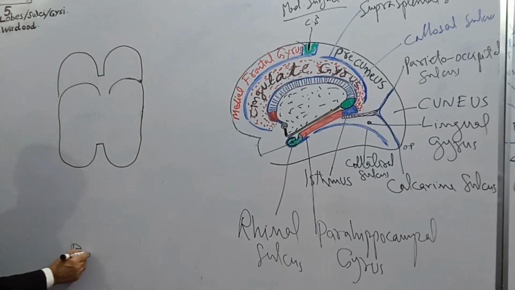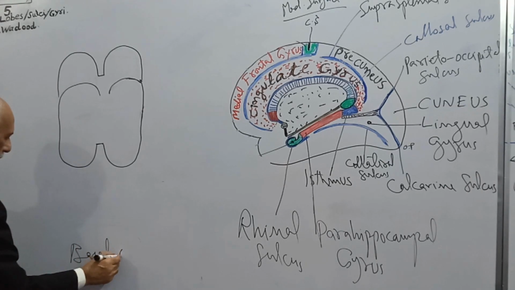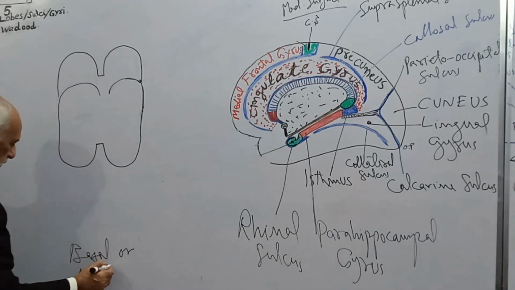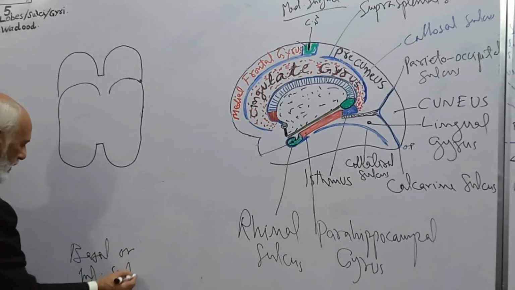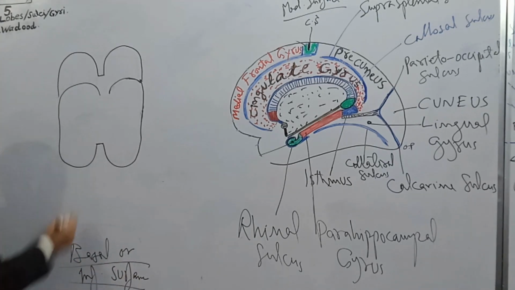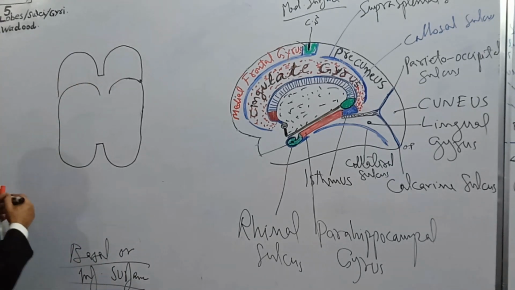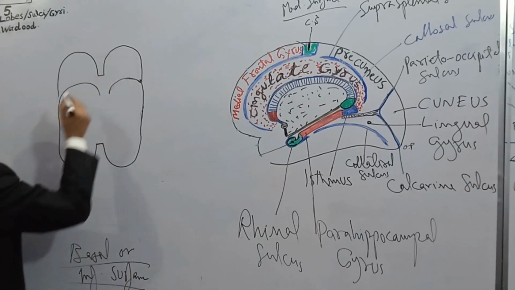Now this is the basal or inferior surface of the right and left cerebral hemisphere. These are midline structures, and we already talked about them.